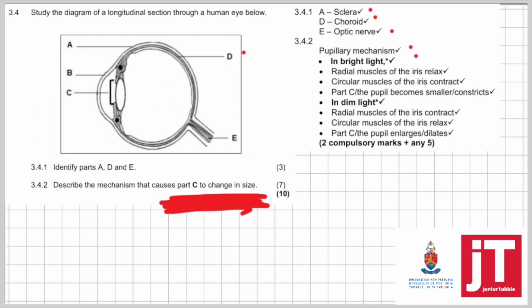In bright light, the radial muscles of the iris relax, the circular muscles of the iris will contract, and the pupil will become smaller or constricts. In dim light, the radial muscles of the iris will contract, the circular muscles of the iris relax, and the pupil enlarges or dilates. Right. That was 3.4.